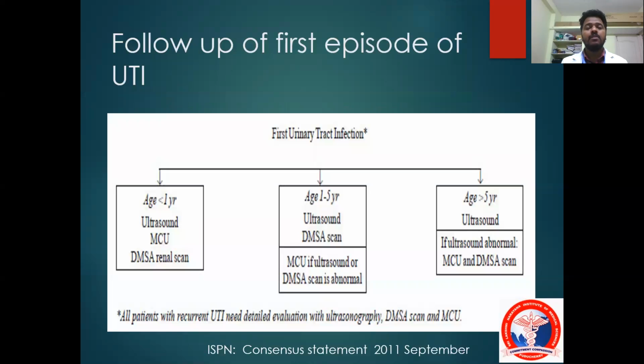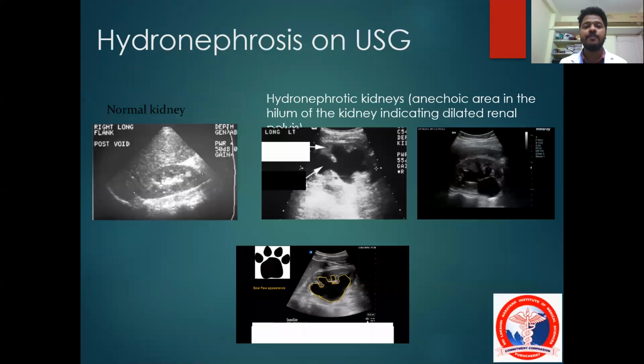This is what I was telling in the previous slide. So first urinary tract infection, if age is less than 1 year, we have to do all investigations, ultrasound, MCU, and DMSA renal scan. If age is 1 to 5 years, ultrasound and DMSA scan are done. If ultrasound or DMSA scan is abnormal, then you have to go for MCU. If age is more than 5, ultrasound alone is done. If ultrasound is abnormal, then we will go for MCU and DMSA. This is based on the Indian Society of Pediatric Nephrology Consensus Statement, September 2011.